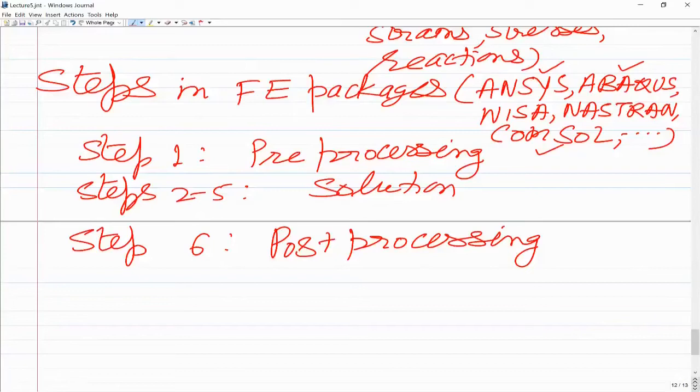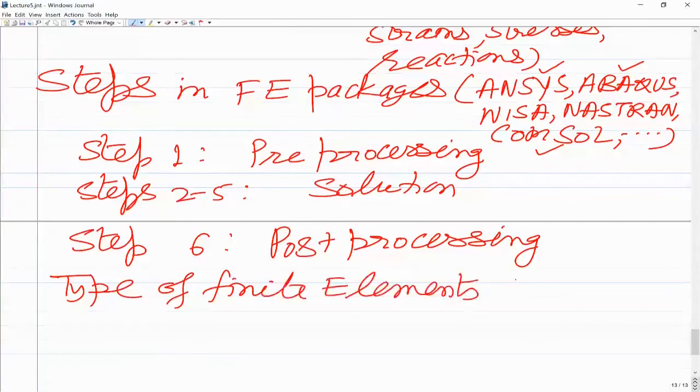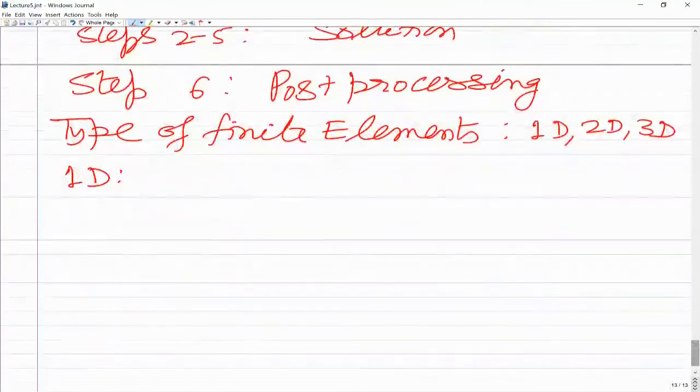Now the type of finite elements, by type I mean 1D, 2D, and 3D. So these elements are basically classified into 1D elements, 2D elements, and 3D elements. When we do the theory part, we will take examples from all these 1D, 2D, and 3D elements, all types of elements we will be discussing. So if you look at the 1D elements, what is the main difference? 1D means one dimension.